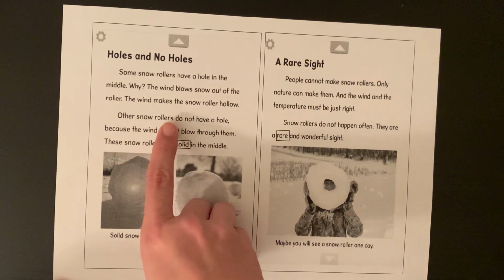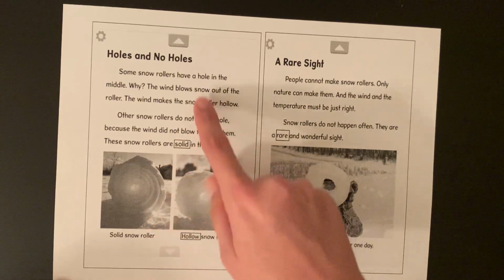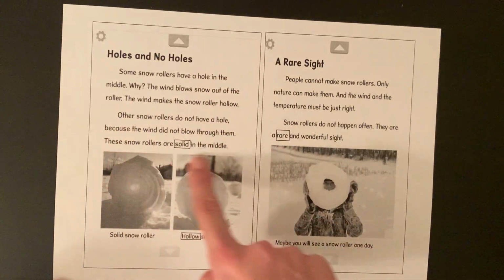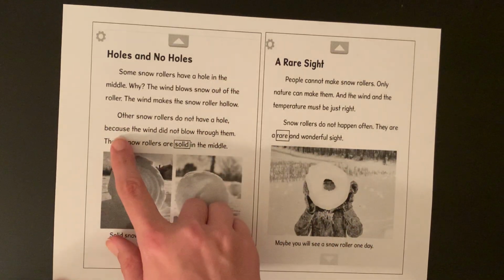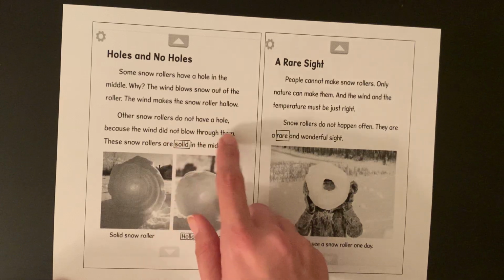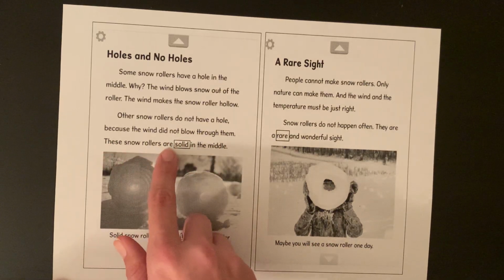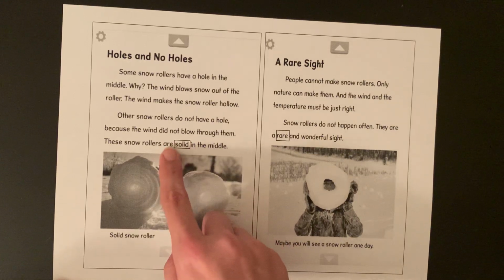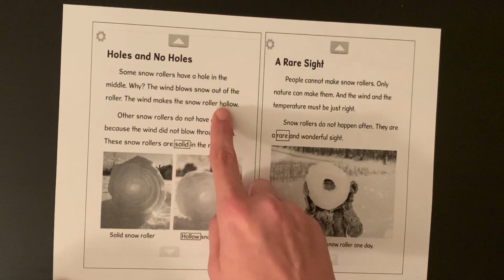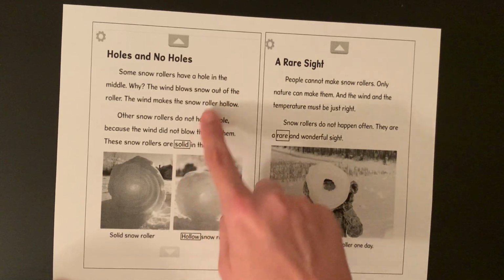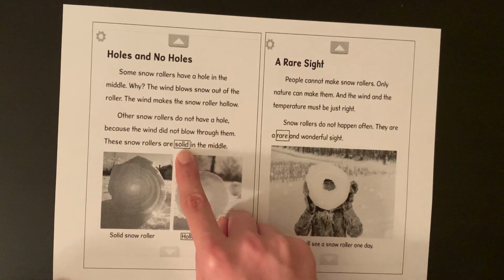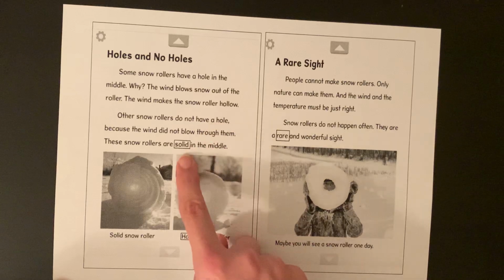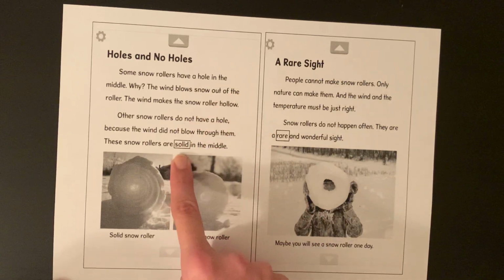Other snow rollers do not have a hole. So these are going to be opposites here. Up here, the hollow ones have a hole. And down here, these ones do not have a hole because the wind did not blow through them. These snow rollers are solid in the middle. So now we have another unknown word here. We have the word solid and the word hollow. And we know that these are opposites. One has a hole in the middle and one does not have a hole in the middle. So that helps tell us what hollow and solid means.